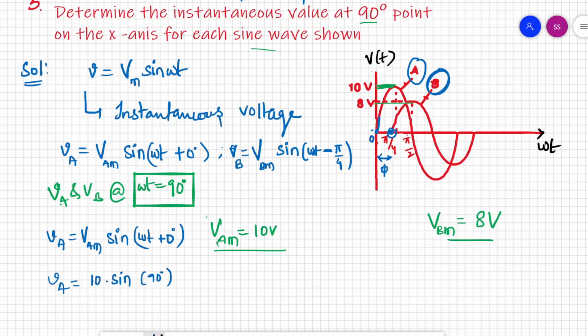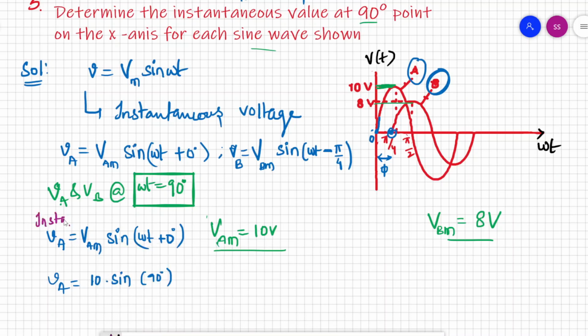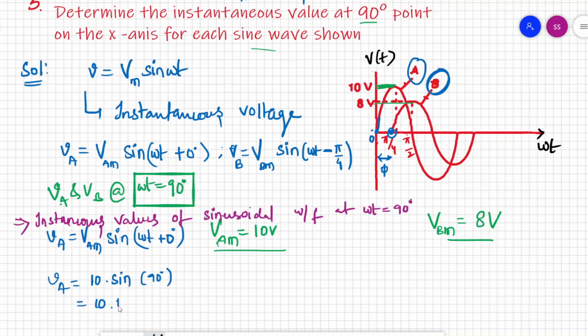Okay, so here I am mentioning that instantaneous values of sinusoidal waveforms at omega t equal to 90 degrees instant. Okay, this is what we need to find, right? Now I am finding VA, that is 10. What is sine 90? That is 1. So VA equal to 10 volts. Okay, so VA, that is instantaneous value of first waveform at 90 degree instance, is 10 volts.